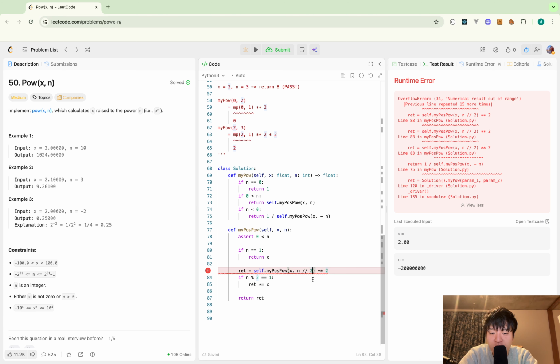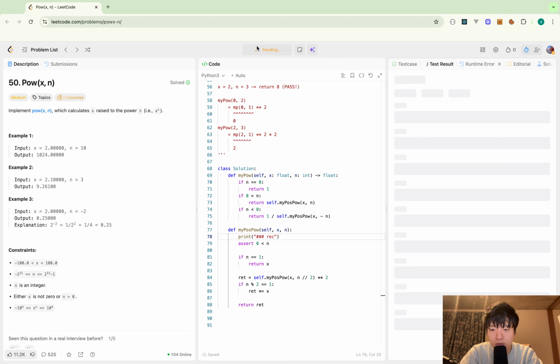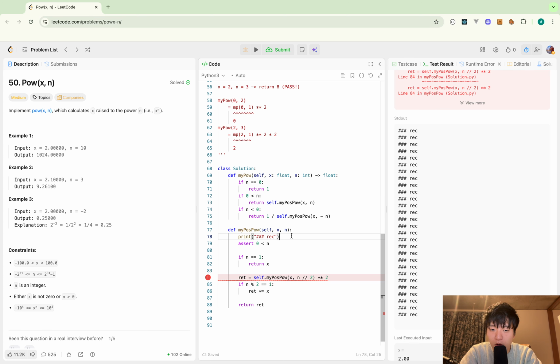Let's say I change this. No. Sorry, let me search this error message more. So it seems like 2 to the power of 15 should be larger than this, maybe? No, it can't be. Let me print out. Oh, so many times this is called.